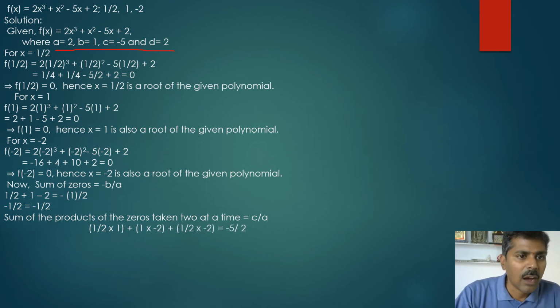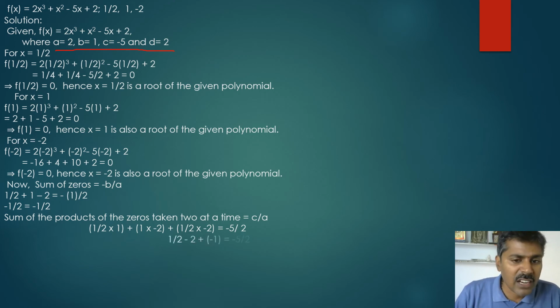That means I have to take first 1 by 2 and 1 and do their product. 1 and minus 2, their product. 1 by 2 and minus 2, their product. These products should be taken as a sum. That is taken as the left hand side, and on the right hand side c is minus 5, a is 2.